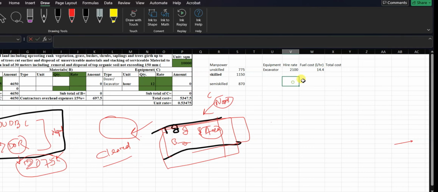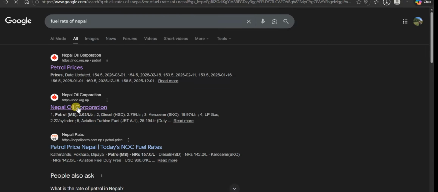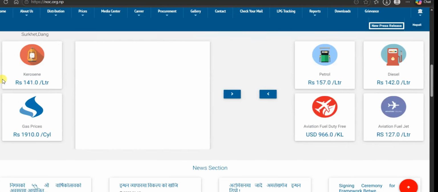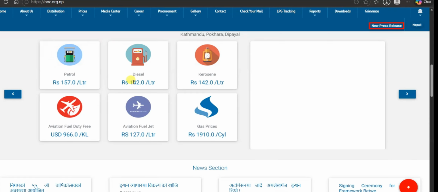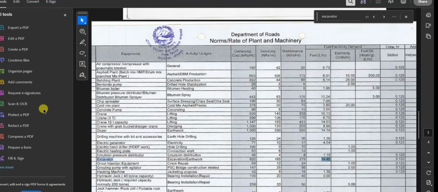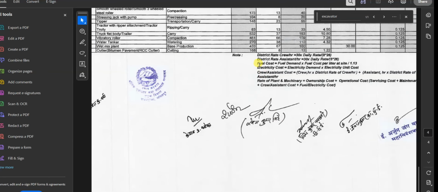For that we go to the official page of this. Diesel price is different in different places. In Kathmandu it is 142. If I'm using this, here you can see that the fuel cost is fuel demand into fuel cost per liter at site, divided by the VAT. Since the VAT has to be added at last, it is deducted from the fuel cost. So the diesel cost is 142.